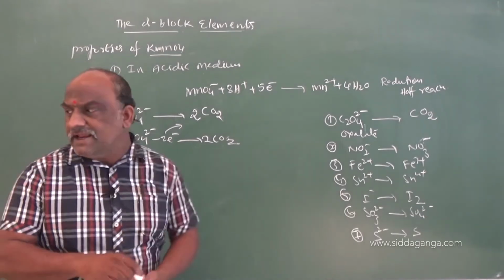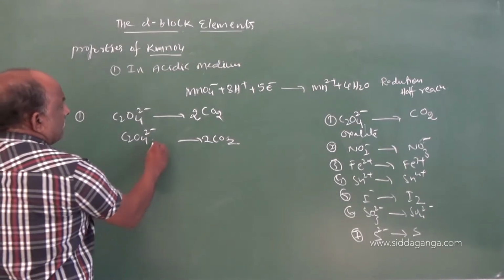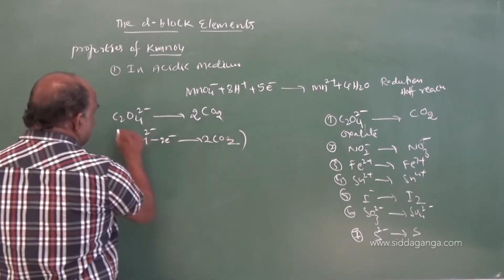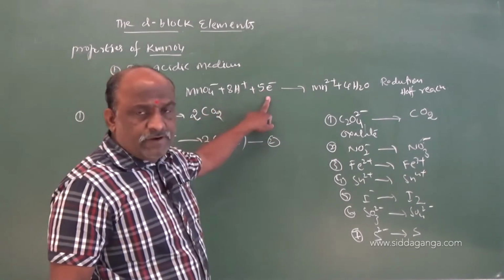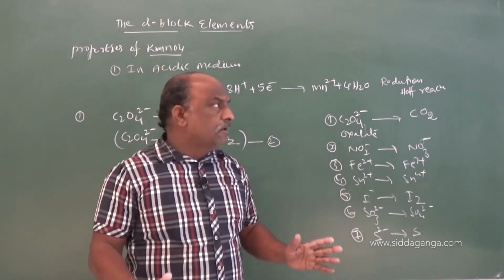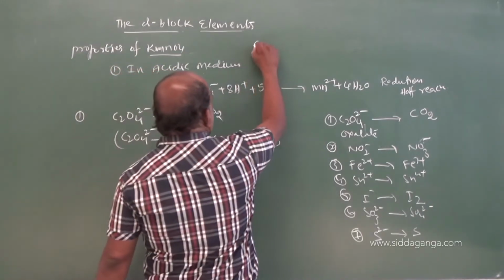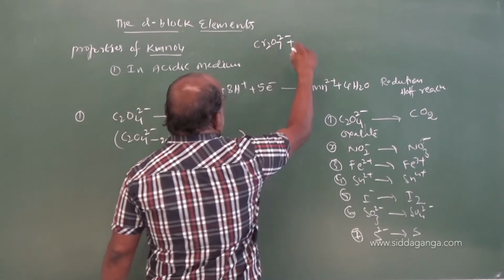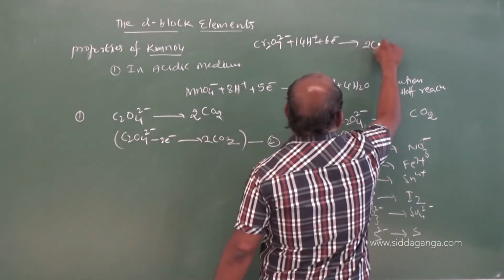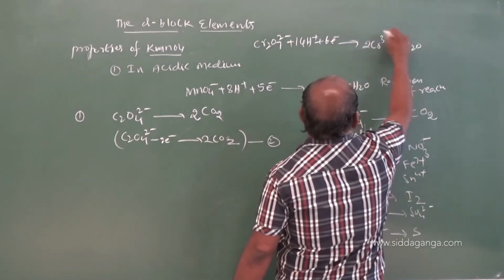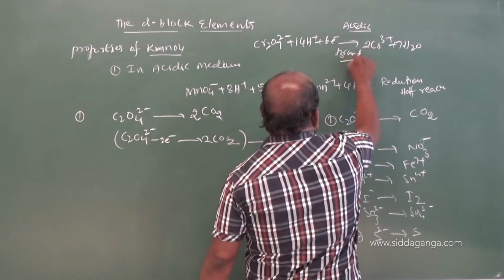For our convenience we can write it like this: minus 2 means removal of 2 electrons from this. So this is equation 2, and that is equation 1, the balanced equation. Yesterday in the last class I also gave one balanced equation: Cr2O7 2 minus plus 14H plus 6 electrons gives rise to 2Cr3 plus 7H2O. Which medium is this? Acidic medium. This is also balanced, very important.